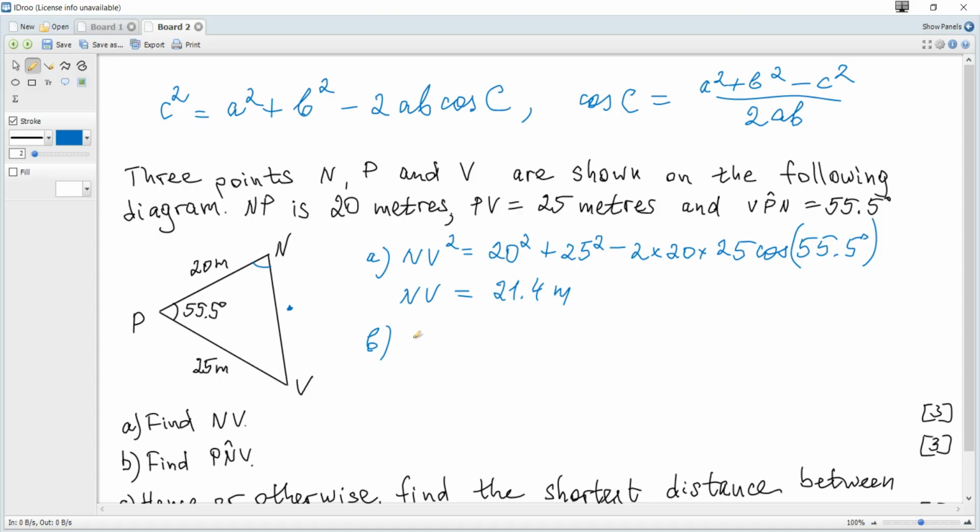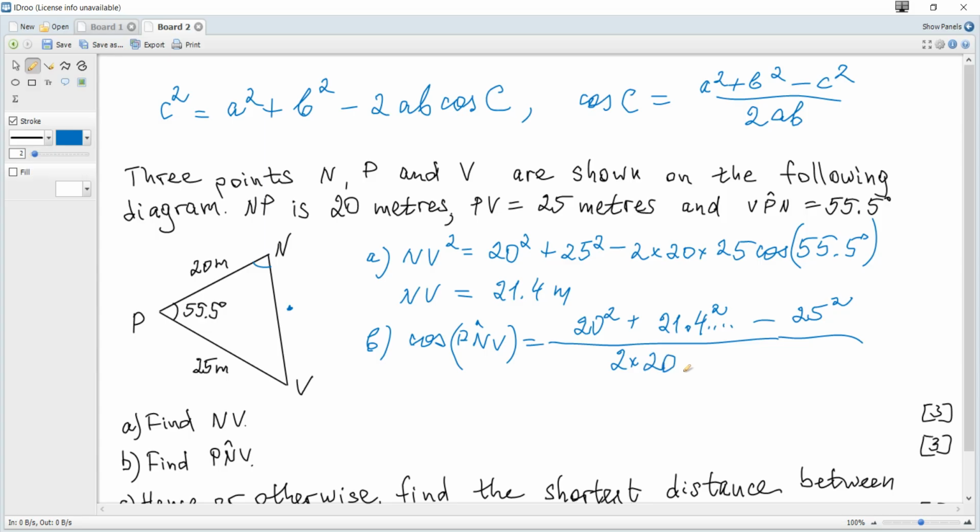So cosine of PNV is 20 squared plus this, but you should take the exact 21.4 and so on, squared minus its opposite, it's 25 squared, over 2 times 20 times 21.4 and so on.